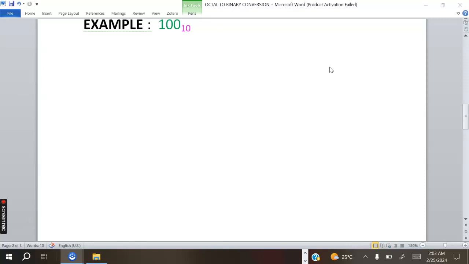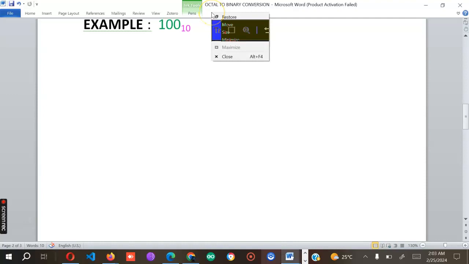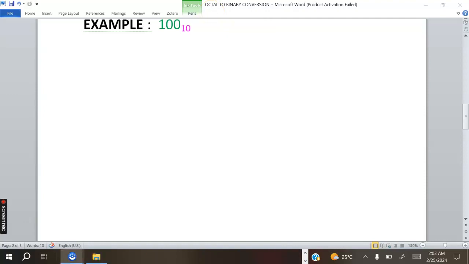Okay, let's do it. So our number is 100. Remember the rules. You divide the number. So our number is 100. You divide by 2, and this one will give you 50, 50 remainder 0. Next we have the 50.